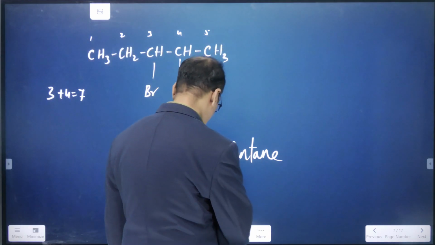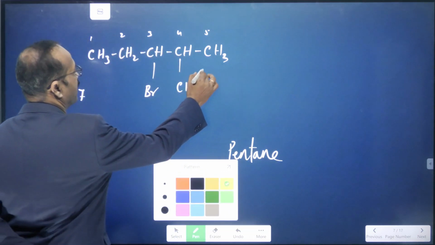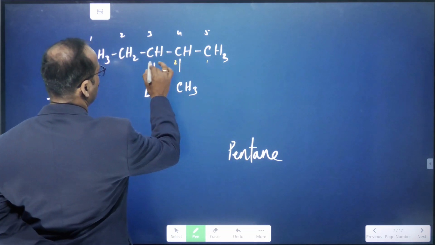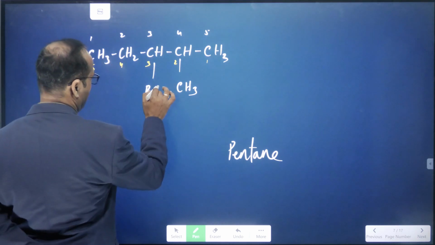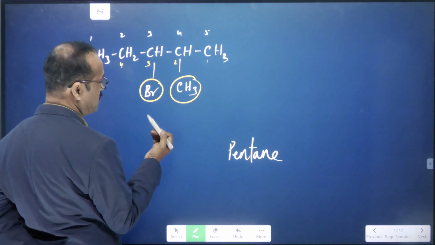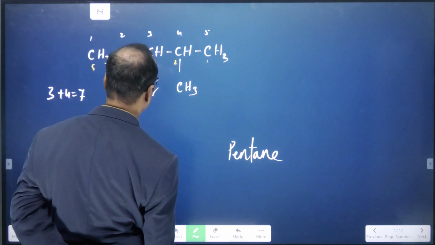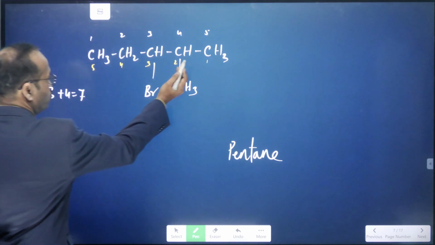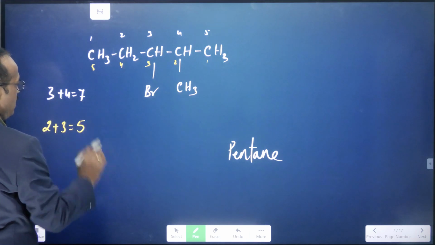Now what I do, I'll give the numbering from this side. Then it becomes 1, 2, 3, 4, 5. So here the bromine and methyl are attached to which carbons? 2 and 3. Correct? 2 and 3. So 2 plus 3 is equal to 5.